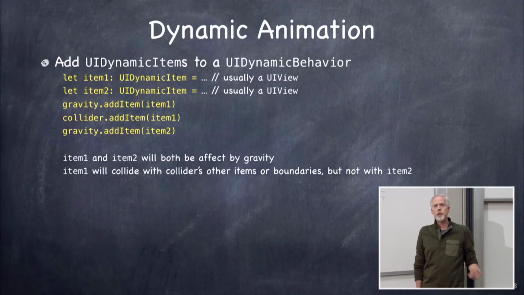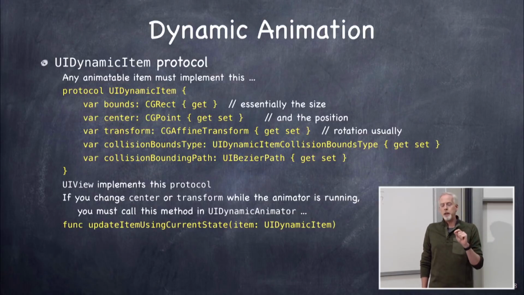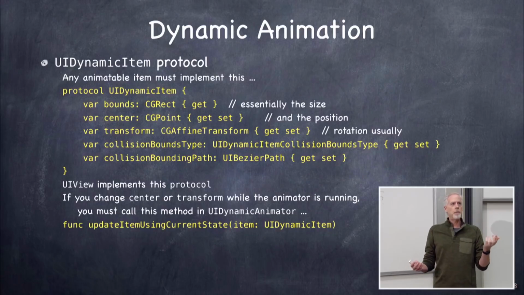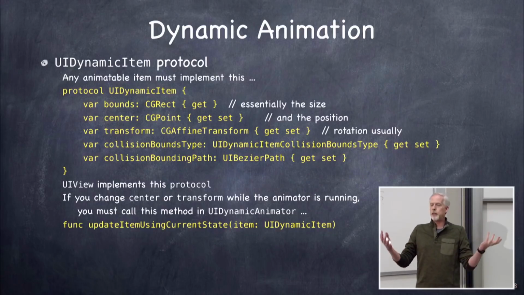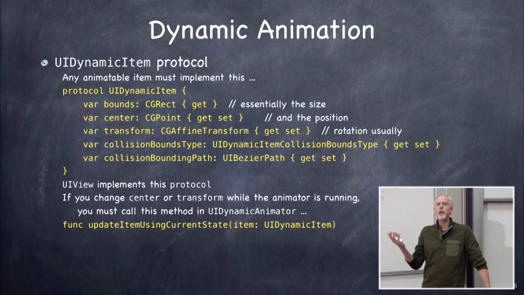So all this, you don't say go. As soon as you add an item, it starts being affected by that behavior. And if you remove an item, it instantly stops being affected by that behavior. So here's that UIDynamicItem protocol that UIView implements. UIView actually implemented 3 of them automatically. It already had bounds, center, and transform, so it automatically implemented those. And then the other 2 are just really simple things having to do with collision. I'm not even going to talk about those.